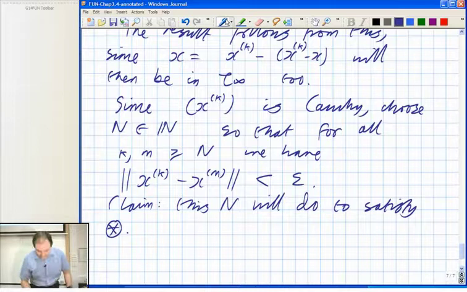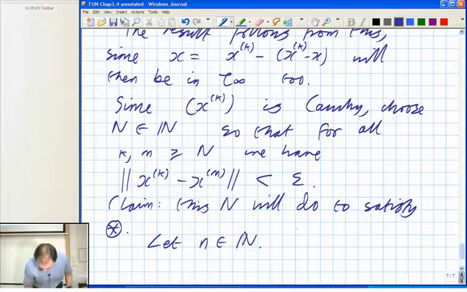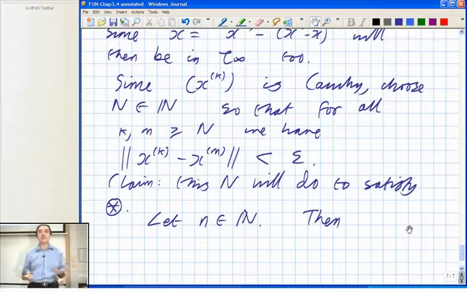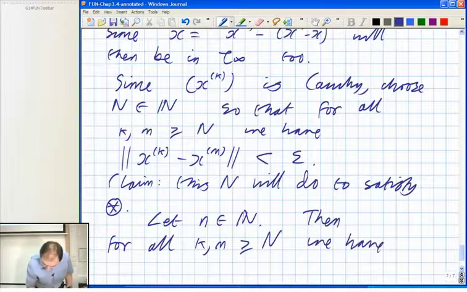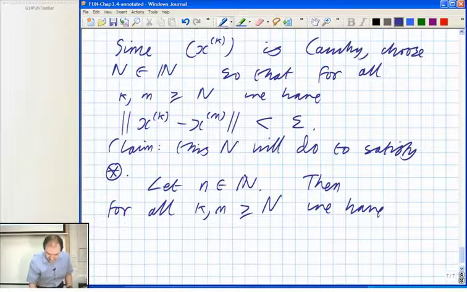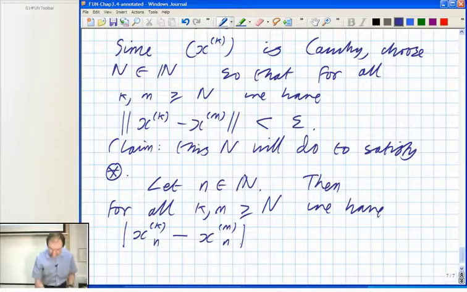Well, it's the usual trick. We let n be a natural number, and n is now fixed for a while. For all k and m greater or equal to capital M, we have a similar inequality to before. If we just look at the nth term, this is one of the terms of the difference of the sequences. So that's going to be less than epsilon as well.